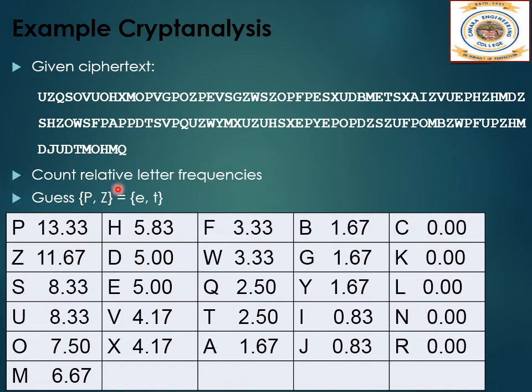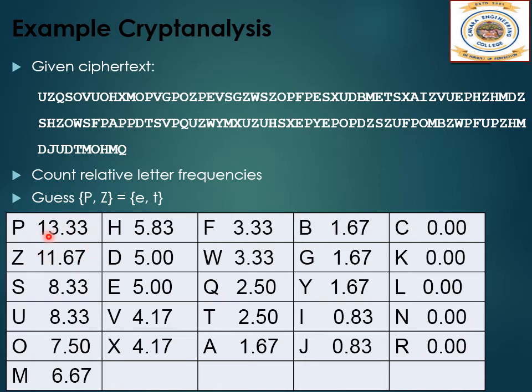So what the cryptanalyst does is he guesses. See, P and Z are the majorly appearing ones. So we know the English letter frequencies, right? The alphabet frequencies, which are the most used ones. The most used ones are E and T as per the relative frequency you have seen. So what the cryptanalyst does, he assigns P with E and assigns Z with the T.